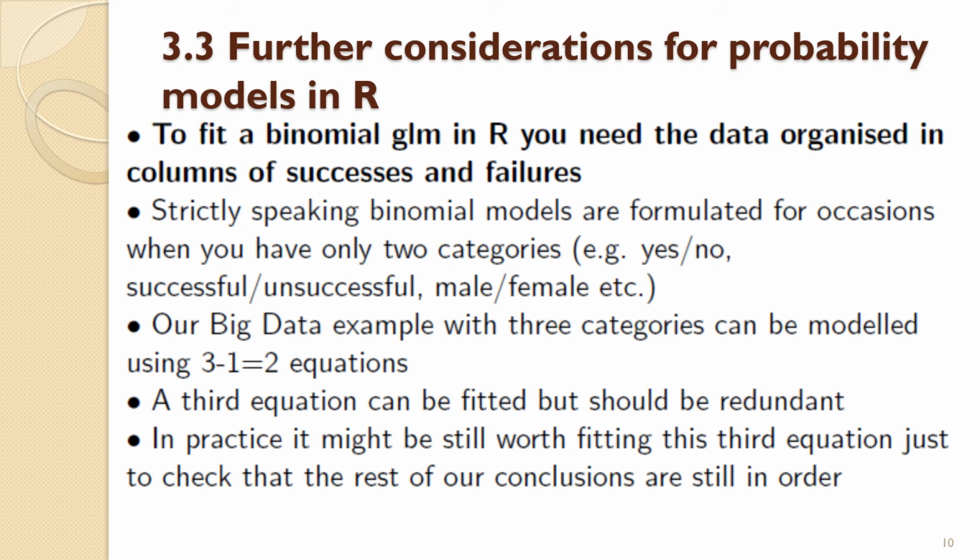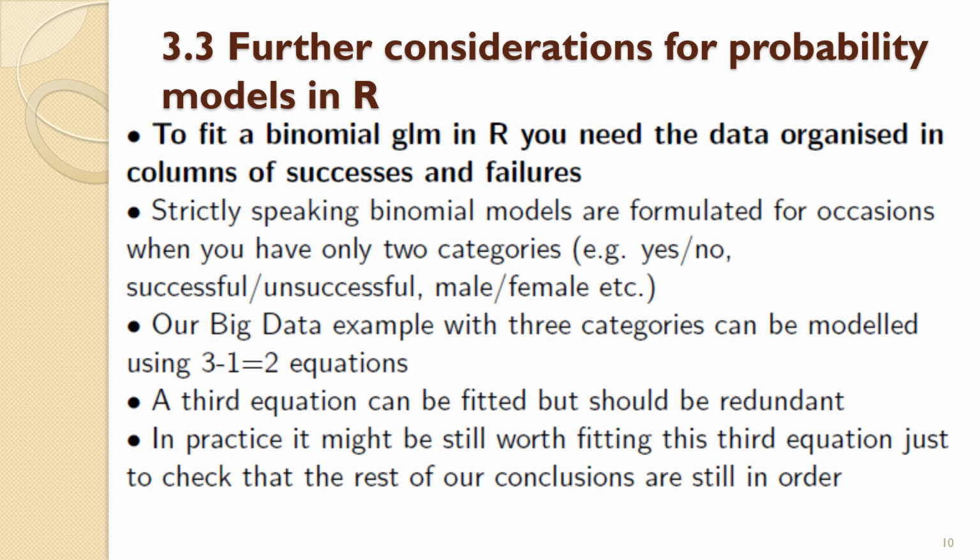So, further considerations for these sorts of probability models: exactly the same as we've seen last time. To fit a binomial generalized linear model in R, you need the data organized in columns of successes and failures. Strictly speaking as well, these binomial models are formulated for occasions where you only have 2 categories, for instance yes, no, successful, unsuccessful, male, female, etc.